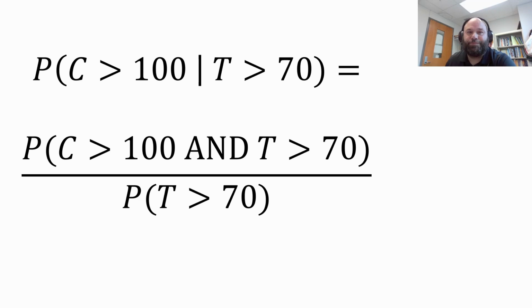Now I realize that the difference between a conditional probability, which is what's up here at the top, and the numerator of this fraction, which is an and probability, may be a little bit murky. So in the next video, I'm going to talk a little bit about that to help you figure out which is which.